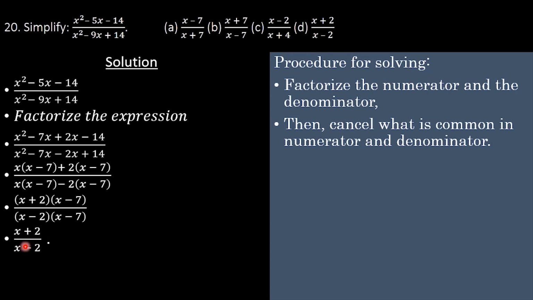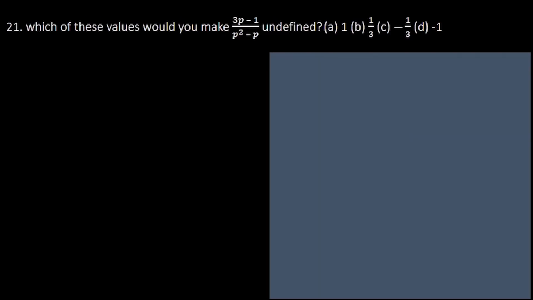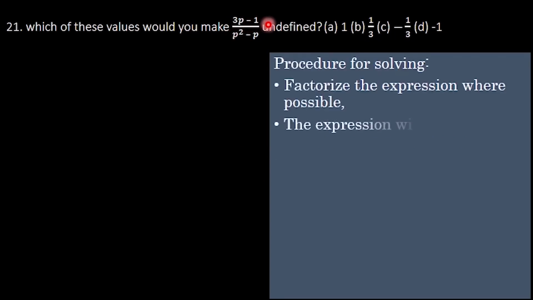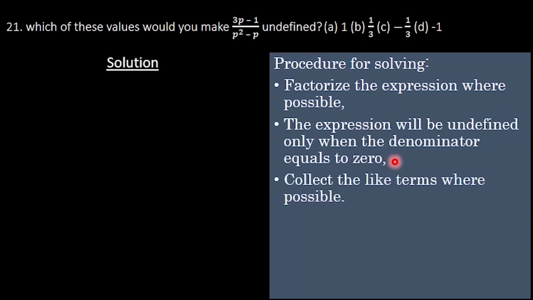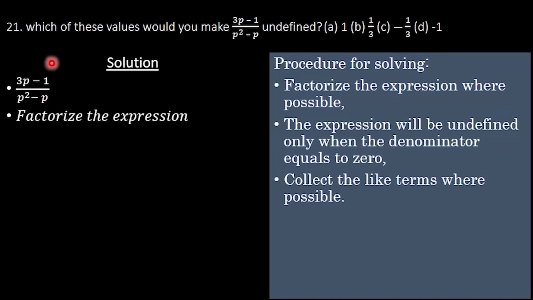Question 21. Which of these values would you make 3p minus 1 over p squared minus p undefined? Procedure for solving this: factorize the expression where possible. The expression will be undefined only when the denominator equals 0. Collect the like terms where possible. The solution for solving this is our question. Now let's factorize the expression.